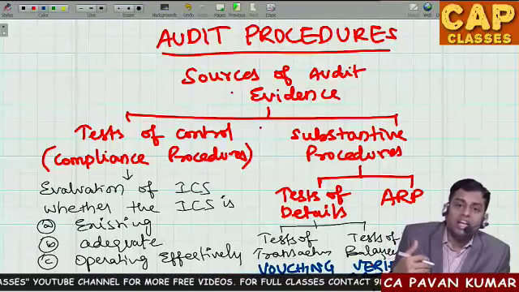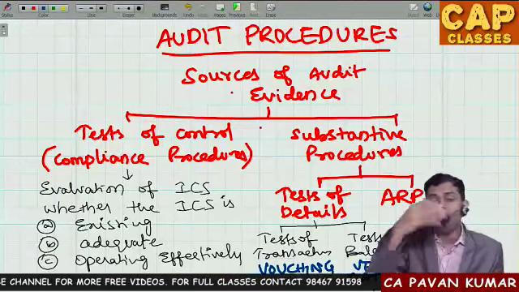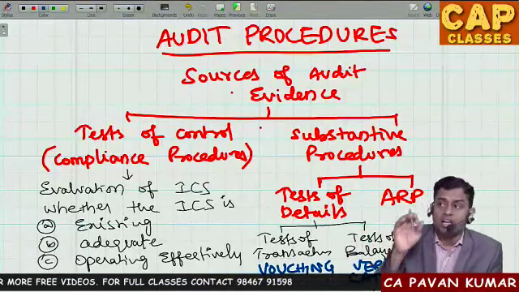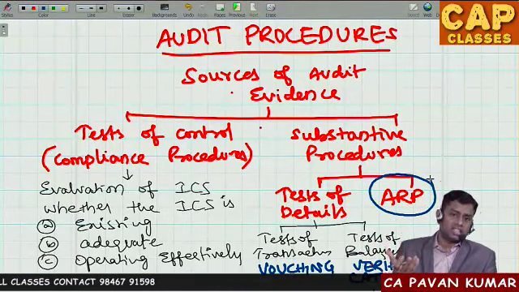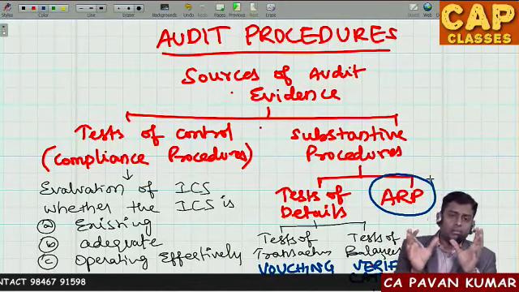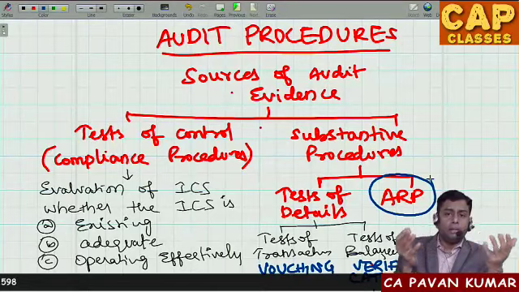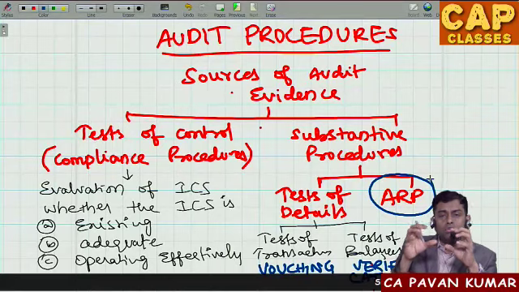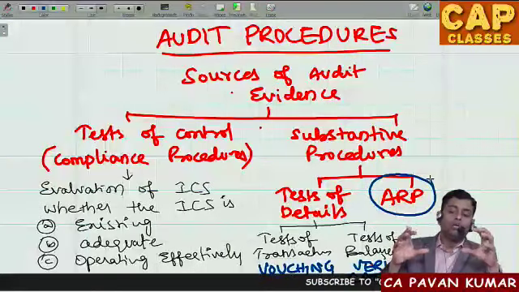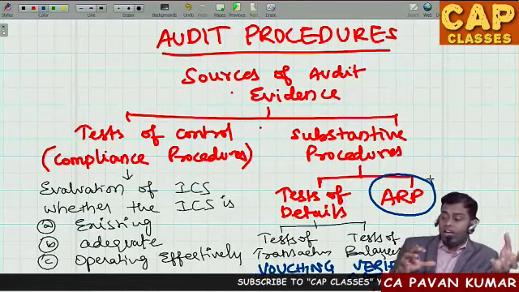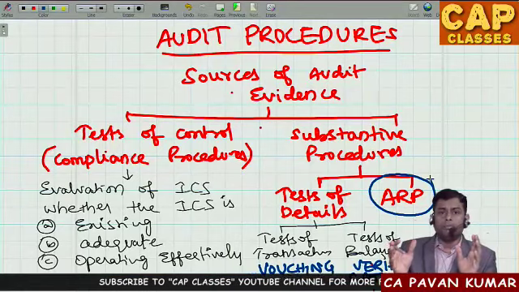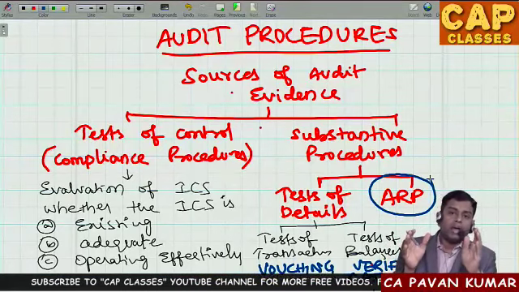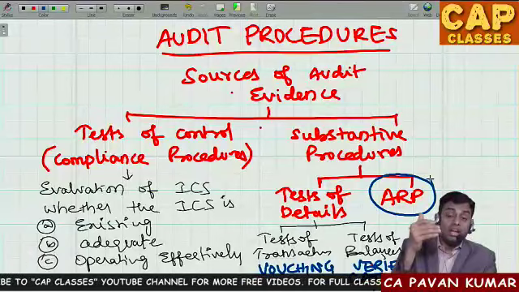Then based on your degree of satisfaction about the tests of controls, you go to substantive procedures. For example, analytical review procedures are there. Analytical review procedures are nothing but ratio analysis. You calculate the relationship between two items, like it could be your occupancy ratio or your gross profit ratio. So you are trying to construct a relationship between two parameters. What is the gross profit ratio of 2019? What is the gross profit ratio of 2020? So you compare them, and in the comparison, whether there are any abnormal deviations.